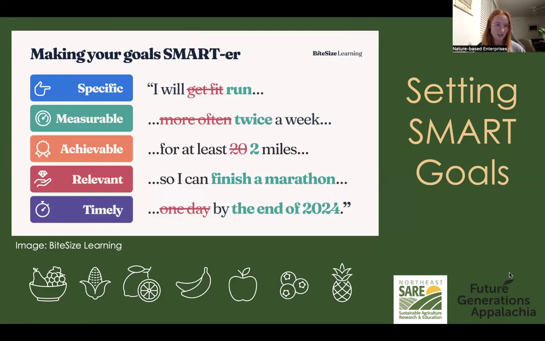That is the specific action that will be taken twice a week for at least 2 miles so I can finish a marathon by the end of 2024. My friend Jack just ran a marathon last weekend, and I think the person who wrote this example for Bite Size Learning had not run a marathon, because Jack was running 20 miles for training before he completed the marathon. So maybe upping the mileage as you go for the goals for running a marathon. But anyway, it was just funny.